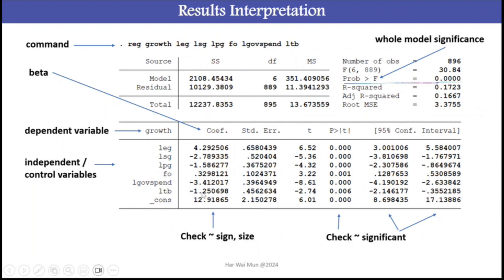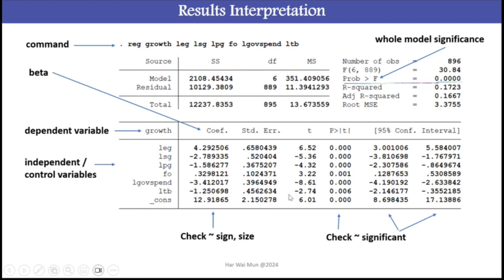And then is this significant? So we check 3S, right? Remember last time we mentioned we check 3S, the sign, size, and significance. So this LTB, the P value is 0.006. Less than 0.01, right? Less than 1%. 1% means 0.01, right? So less than 1%, that means this coefficient is significant at 1%.